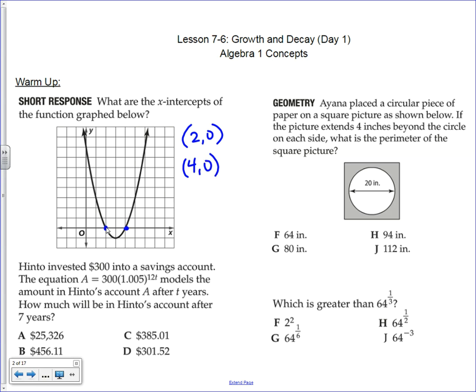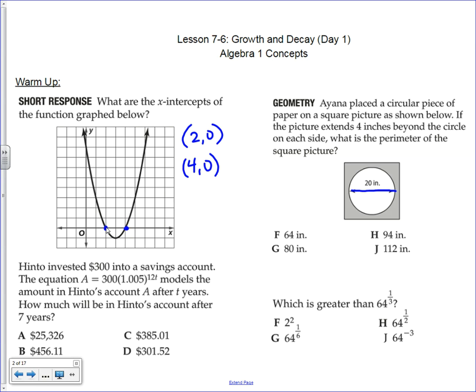Everybody's good? Okay, let's go over to the circle and square problem over there to the right. It says, Ayana places a circular piece of paper on a square picture as shown below. Does everybody see what's going on in that picture? It says, if the picture extends 4 inches past the circle, what is the perimeter of the square picture? Now, first of all, what's perimeter mean? Outside. Well, I don't really know how long this is because I only know that from here to here is 20, right? So is there a way that I can find the rest of it?